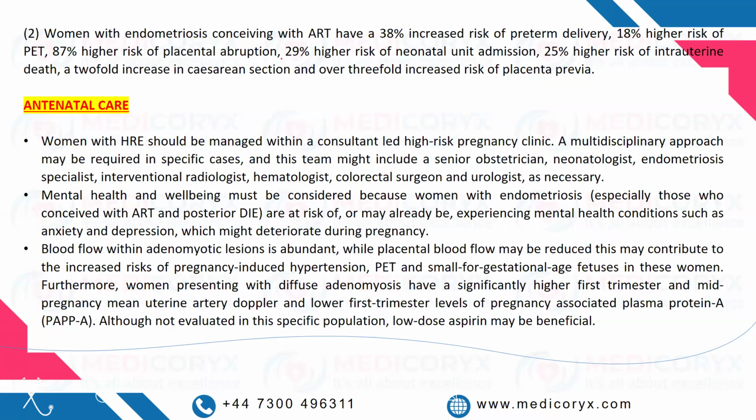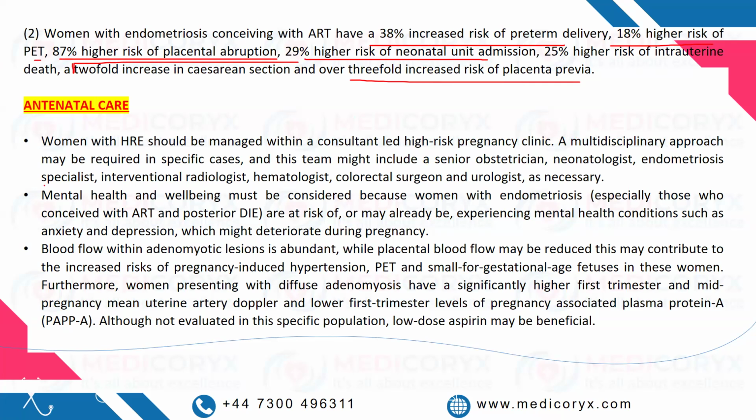Plus, women with endometriosis conceiving with ART have a 38% increased risk of preterm birth, 18% higher risk of preeclampsia, 87% risk of placental abruption, 29% higher risk of neonatal unit admission, and 25% higher risk of intrauterine death, and a twofold increase in cesarean section, an exam question, and over threefold increased risk of placenta previa. Right? Makes sense. So, how are you going to see them in pregnancy?